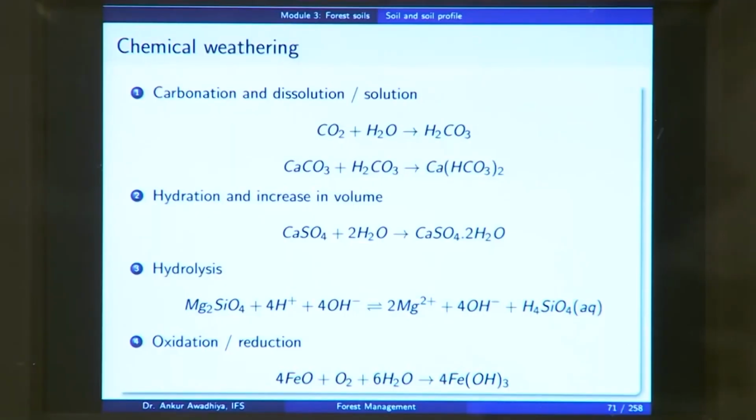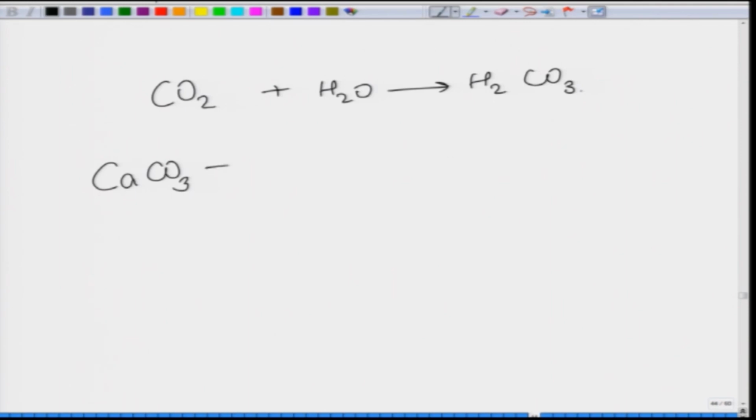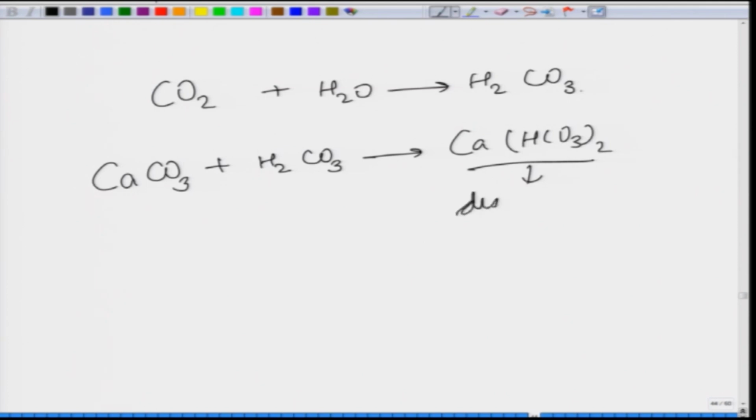Next, let us have a look at chemical weathering. Chemical weathering can be through carbonation and dissolution, or solution. Now, what is carbonation? Carbonation is the addition of carbon dioxide. We have carbon dioxide in the air. When it mixes with water, we get carbonic acid, H2CO3. And if we look at a number of rocks, they have calcium carbonate, and when this calcium carbonate reacts with the carbonic acid, it forms calcium bicarbonate, and this calcium bicarbonate dissolves in water.